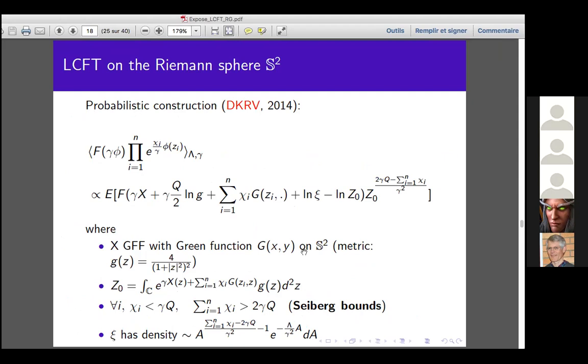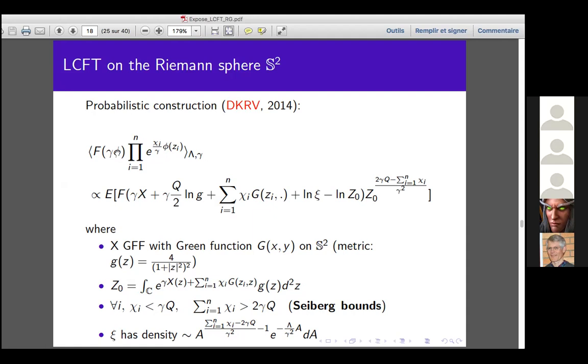So first, let's forget about Z0. The rigorous definition of this quantity is the average with respect to a Gaussian free field X. So phi is a Gaussian free field X with the Green function, say the standard Green function on the sphere. X is the Gaussian free field with average zero with respect to the round metric on the sphere. Plus, since phi is a tensor, I have to add gamma Q over 2 log g. So log g is nothing but this thing here. It's explicit. It prescribes the behavior of the Liouville field when z goes to infinity.